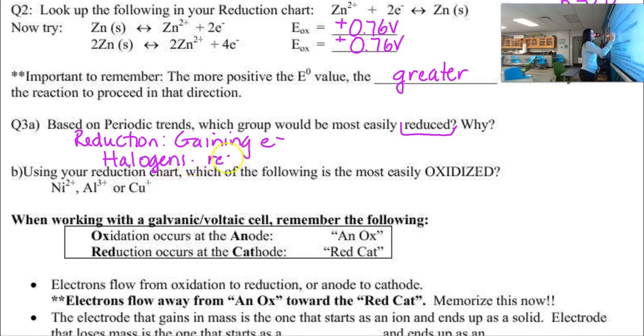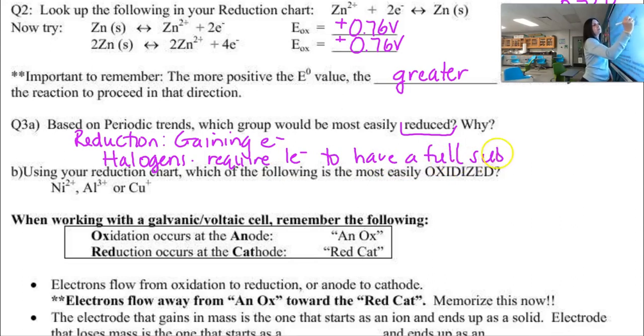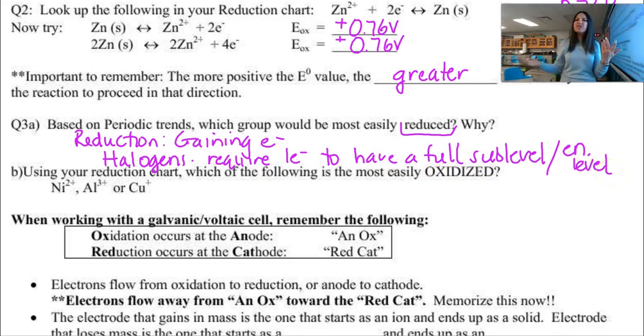They only require one more electron to have a full sublevel. Or sometimes it's an energy level. Okay, or you can say shell.